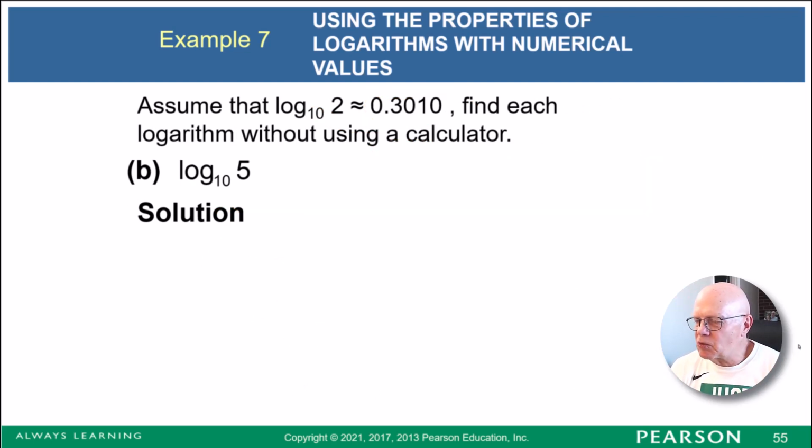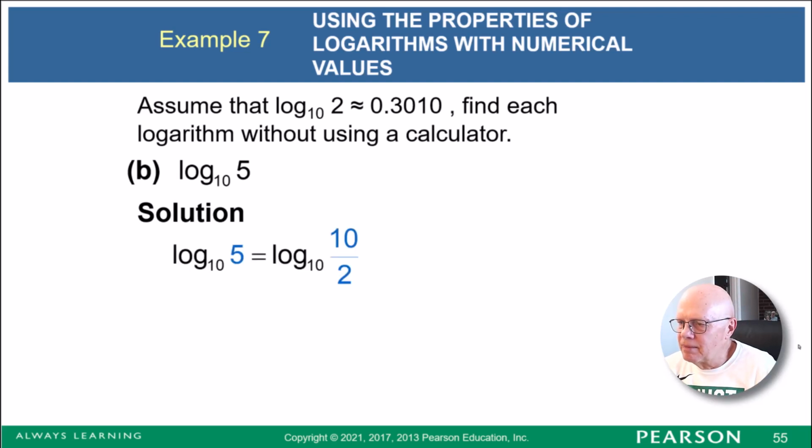Okay. How about this one? We're getting pretty close, aren't we? Well, how are 5 and 10 connected? How does 2 get in there? Well, here's how you can do it. Logarithm of 5 could be split up into logarithm of 10 divided by 2. How about that? And then, well, this is division, right? So we can make this the logarithm of 10 minus the logarithm of 2. And we know what this is.